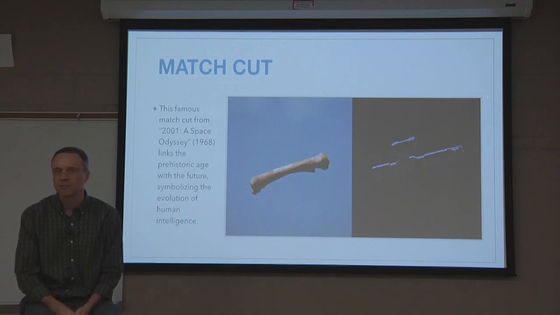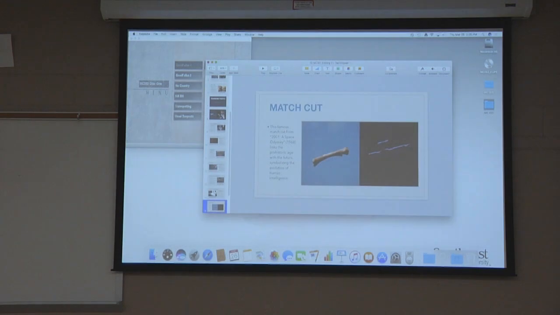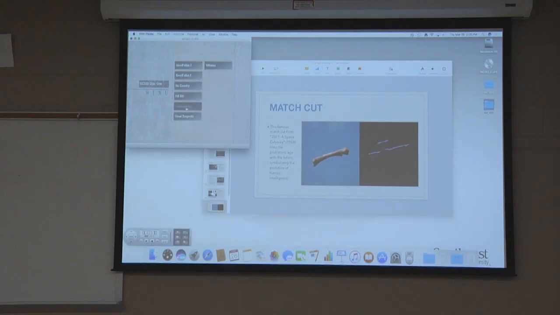Okay, let me show you a clip that illustrates what a match cut looks like. This is from a film called Trainspotting, and you'll see this match cut is basically matching the movement of a character from scene to scene.